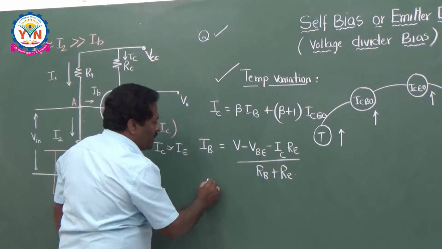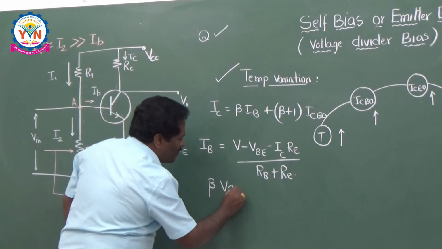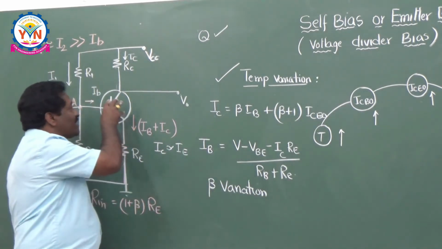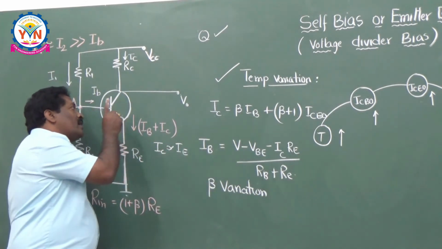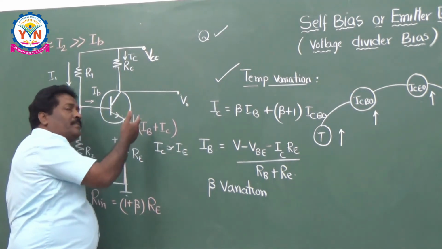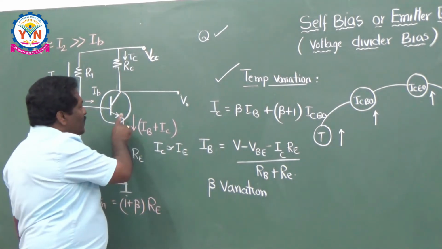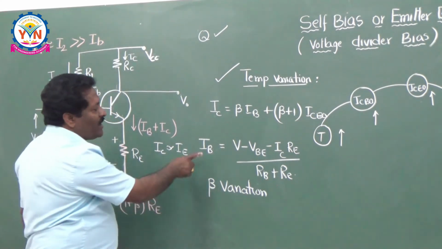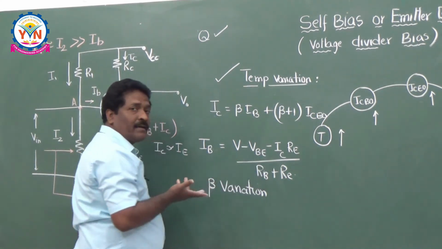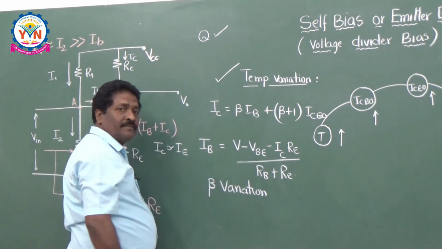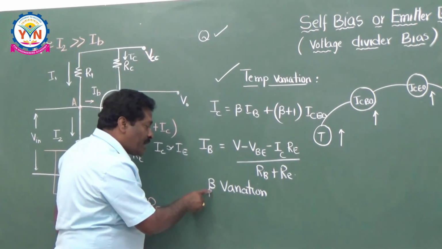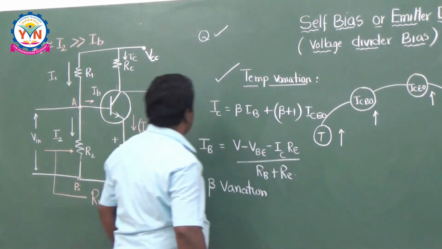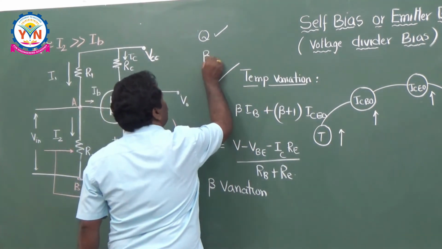And what about the beta variations? Beta variation is also not there. Beta variation comes into the picture whenever the transistor gets damaged. If the transistor is replaced with a transistor of another type, that is, beta changes, then only there will be a problem. But here, that variation may not be there. If you take the equations, there is no question of beta. Beta is absent in all equations. And by chance, if beta variation is there, that can be controlled by using your IC and IE like this. So that's why beta variation is also excellent.